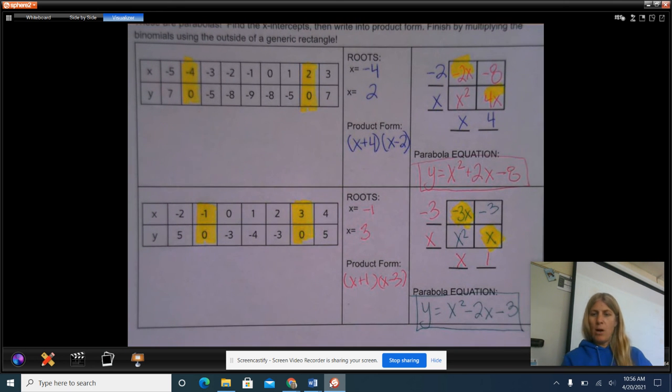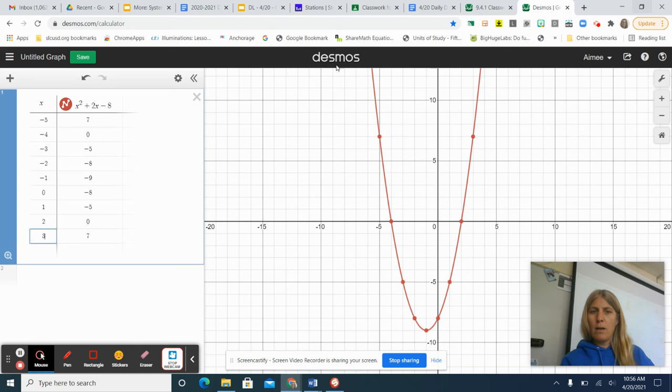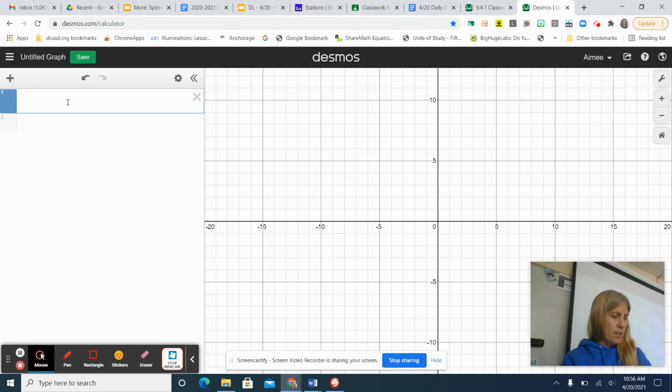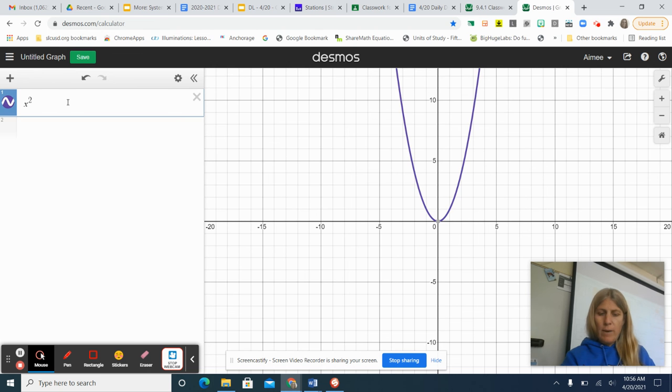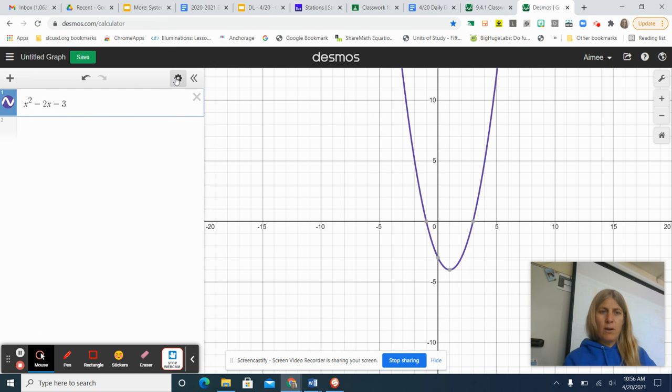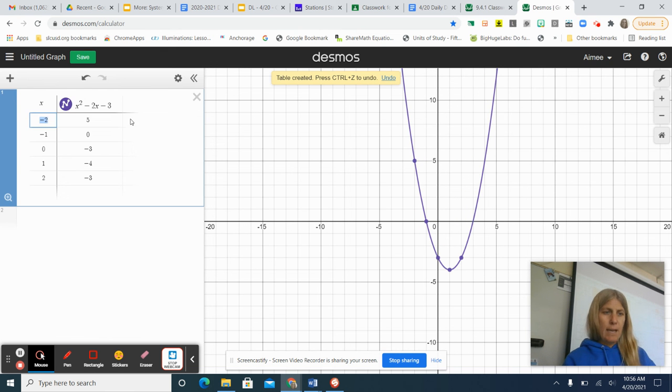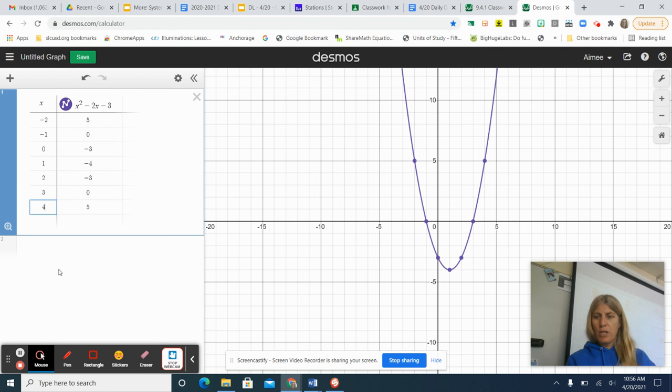I like to finish up, as always, by checking my work. My new equation that I just found was x squared minus 2x minus 3. And I can check those roots. I can also use edit list, convert to table. This one starts at -2, -1, 1, 2, and this one went to 4. And then I just double check on my table that was given to me to make sure that all of those are the correct x, y ordered pairs. And once again, they are.